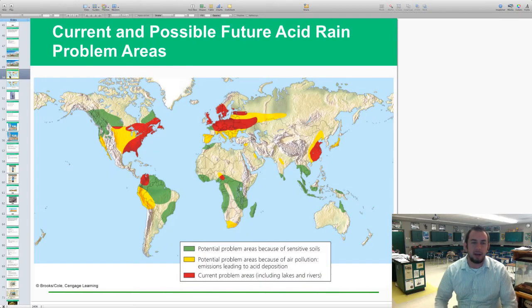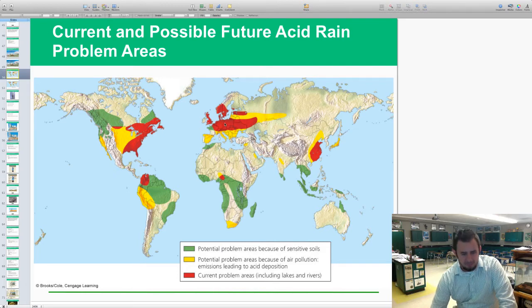Here are some of the major areas of the current and possible future acid rain problem areas. The sad thing is that acid rain has caused damage to a number of different natural areas, as well as man-made creations like statues and some very, very old statues and buildings. The current problem areas are all over the Northeast, which is where we settled and where some major historic places are, as well as in Europe, which has a lot of history as well, and England.